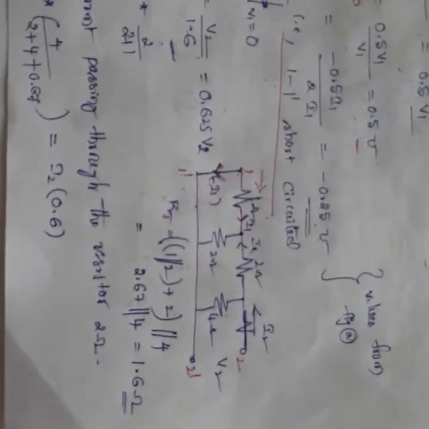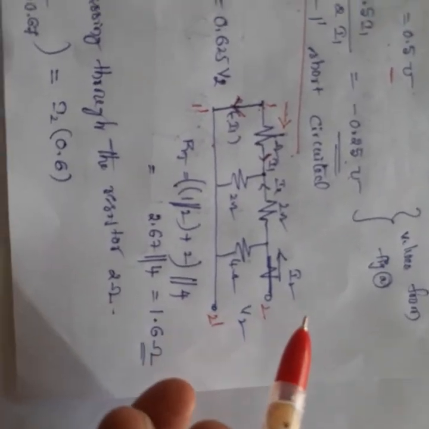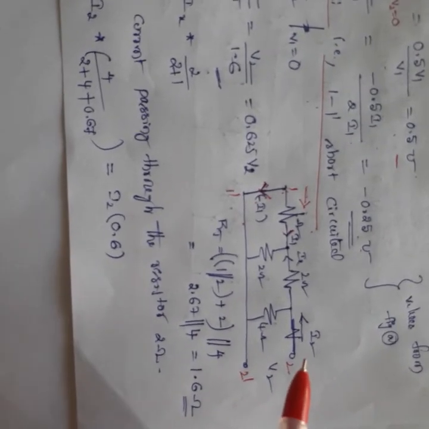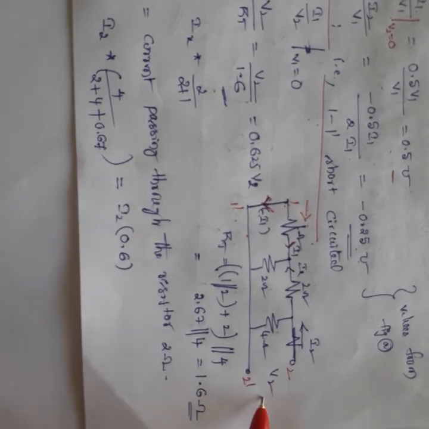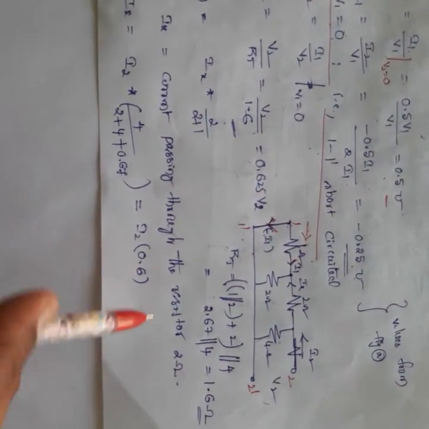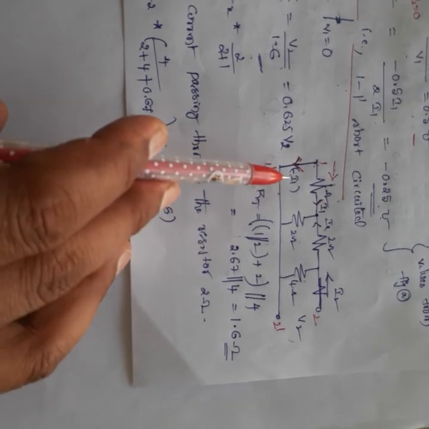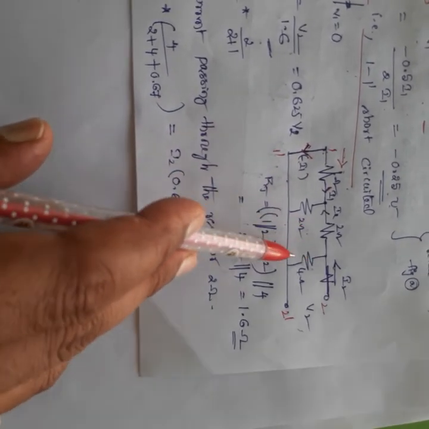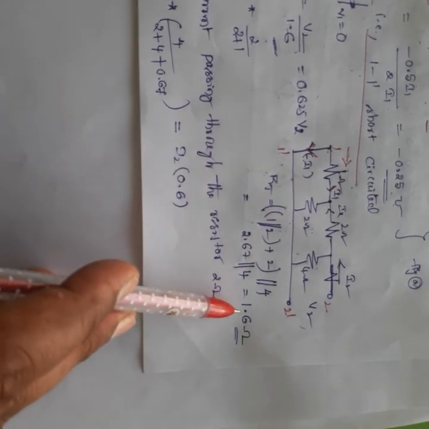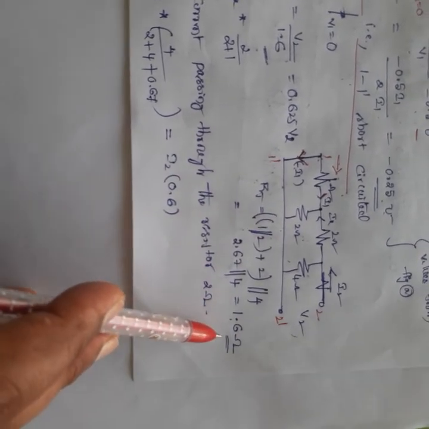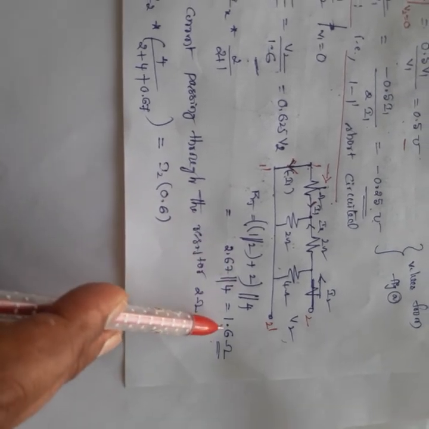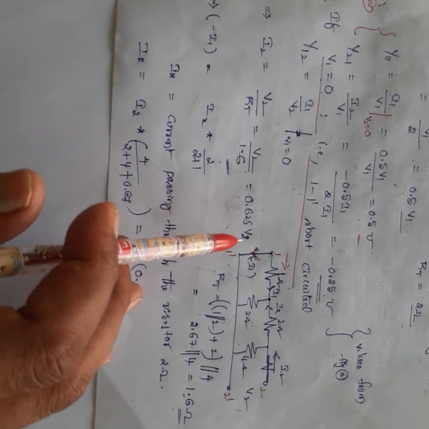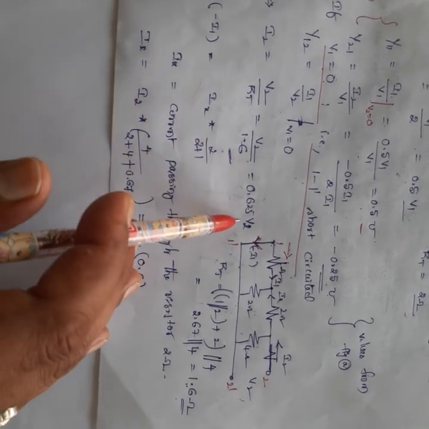So for the calculation of I2, I2 is nothing but the total current entering the circuit. So total current I2 equals total voltage V2 by total resistance. That RT is calculated here, that is 1 parallel to 2 and then in series with 2 and then parallel to 4. Then I am getting a resistance of 1.6. Substituting it here, I2 equals 0.625 V2.